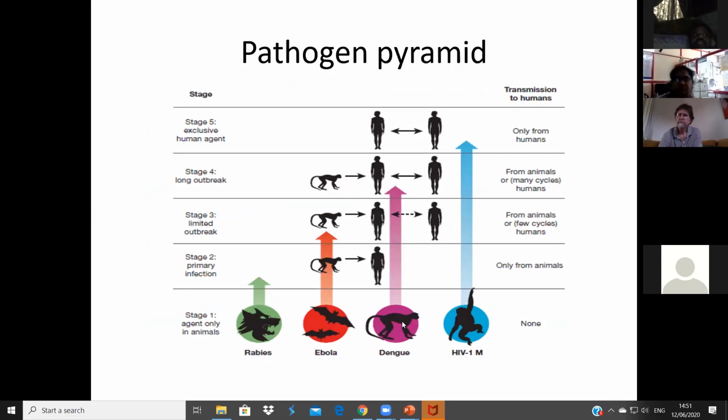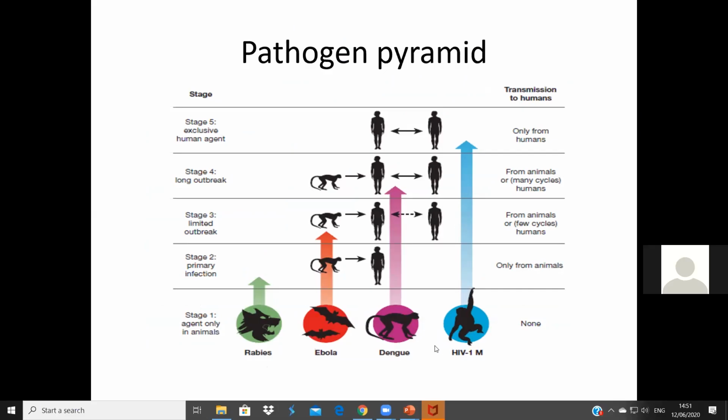If we are talking about viruses, then we have to think about various viruses and how they get transmitted to human beings. Initially, all these viruses, whether rabies or Ebola or dengue or HIV, were in animals and were being transmitted among animals. Later on, some of them caused primary infection in human beings.